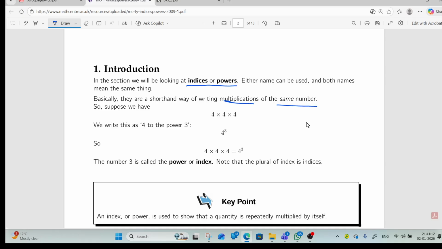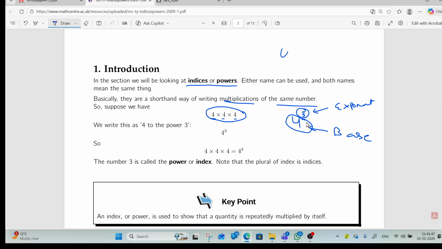For example, if we have 4 times 4 times 4, we can write it as 4 to the power 3. This is called the base. The base represents what number is multiplying by itself, like here 4, and how many times it is multiplied by itself, 3 times, so 3 is the exponent. It is also called power or indices. Both names mean the same thing.